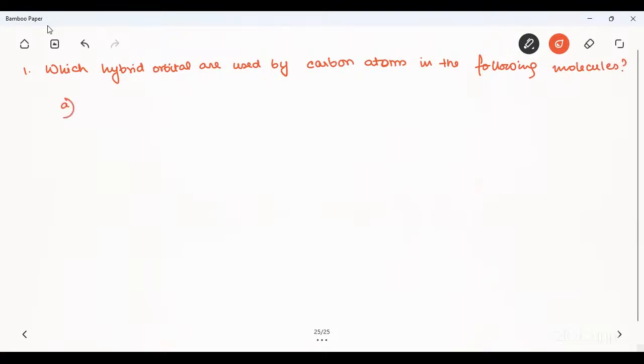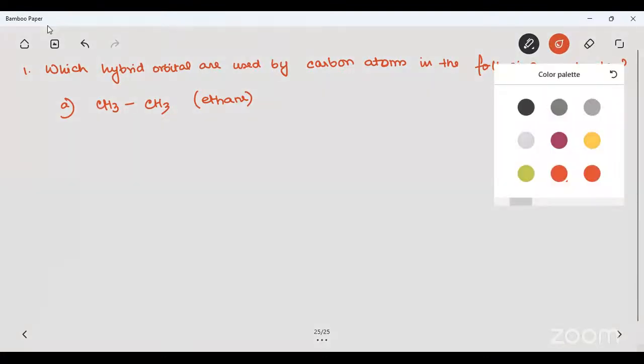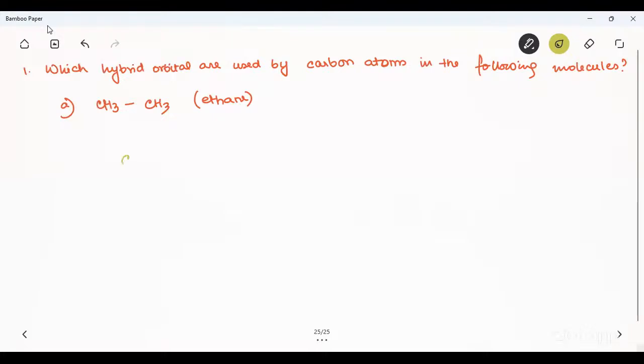Okay, first is CH3-CH3. What is the name of this compound? It is ethane. In organic, I guess you have done. So these two carbons, this carbon and this carbon, both have hydrogen, hydrogen, hydrogen, hydrogen, hydrogen, hydrogen. So both these carbons have sp3 hybridization, right? Both these carbons have sp3 hybridization.